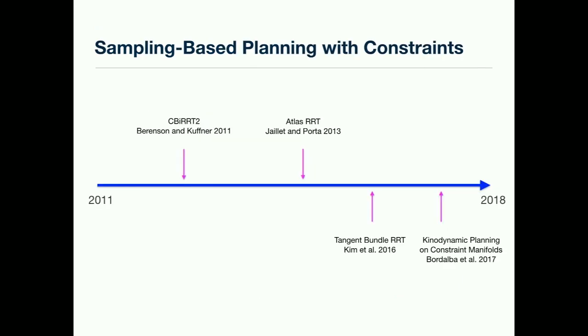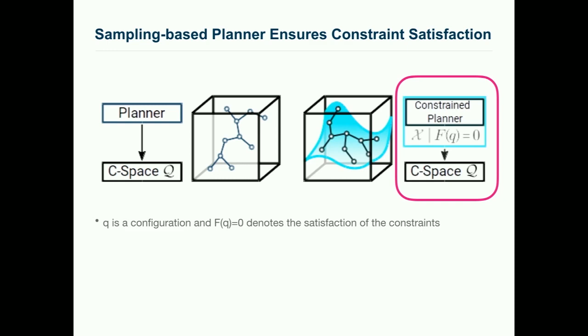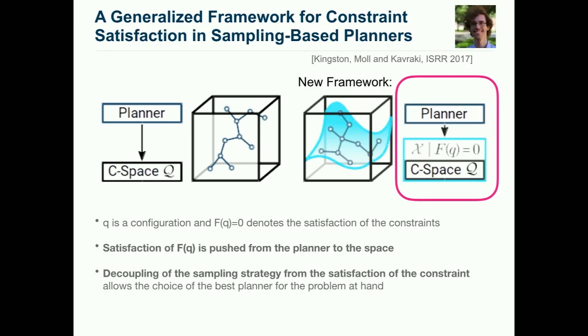We looked at the field. There have been some approaches that had excellent ideas on how to deal with constraints, but mostly what was done is that the authors would choose some well-performing sampling-based planner and then would augment this planner to take account of the constraints. My student, Zach Kingston, recently came up with a very nice idea. What he did is that he pushed the satisfaction of the constraints from the planner to the space itself, in this way decoupling the sampling strategy from the satisfaction of the constraints.